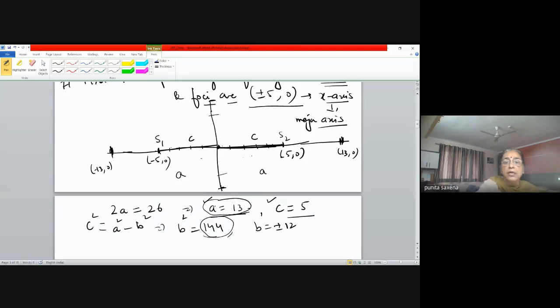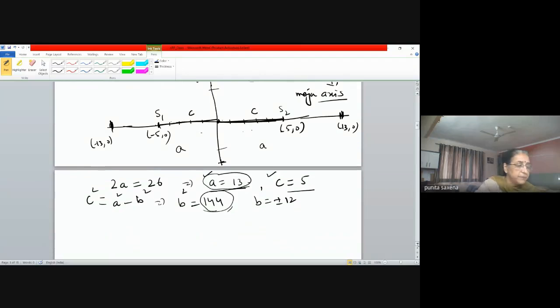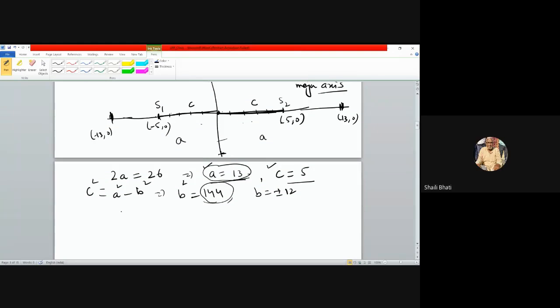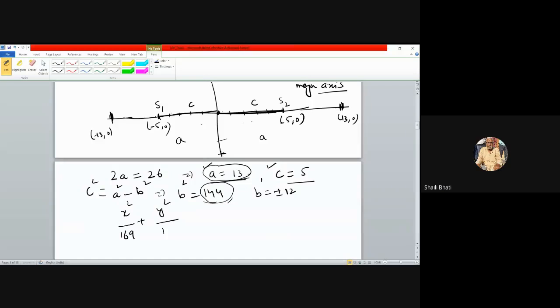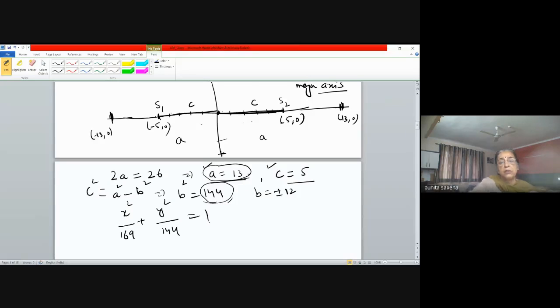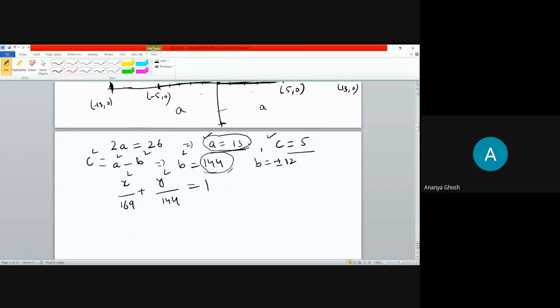वो तो दिया ही हुआ है. So can you not write the equation of the ellipse now? Yes, ma'am. So x square by 169 plus y square by 144 equal to 1. Is this okay? Yes, ma'am.